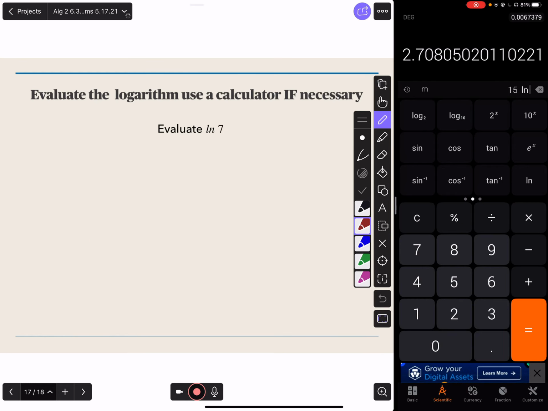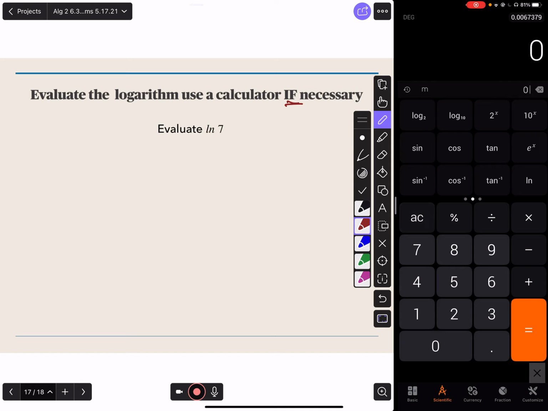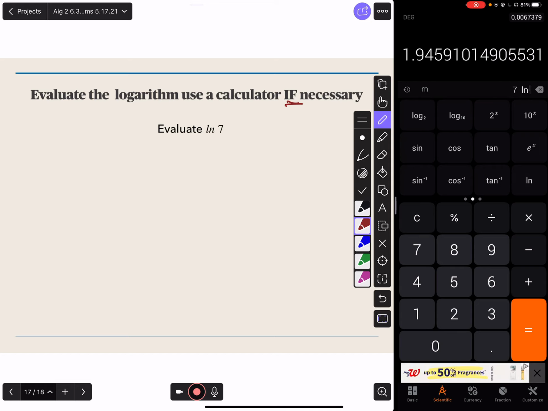Okay, so most of your problems are going to be just like this. Evaluate the logarithm, use a calculator if it's necessary. ln of 7, oh, it didn't have an e in it. I'm just going to natural log it on my calculator. Type in the 7, hit natural log, you're done. It's equal to 1.9459. Ooh, three decimal places, so we'll go to 1.946.